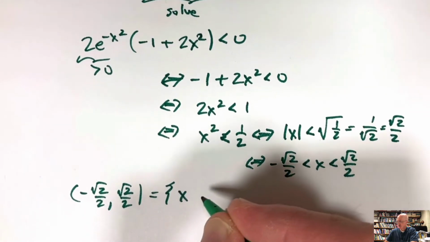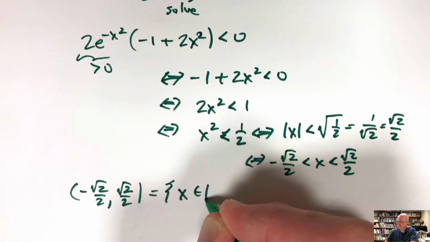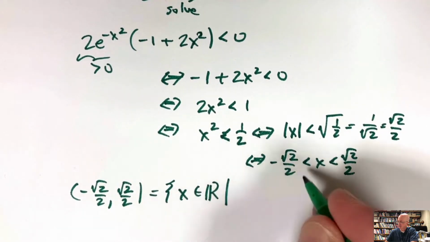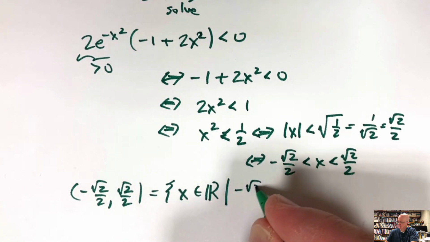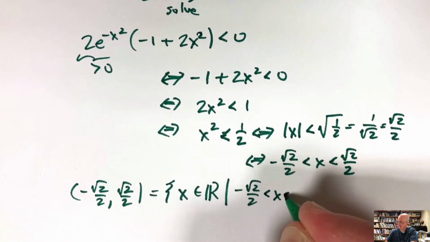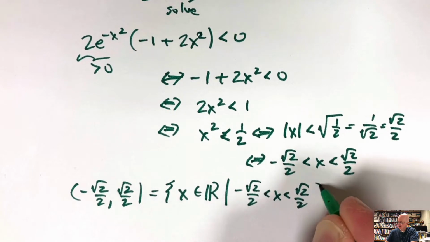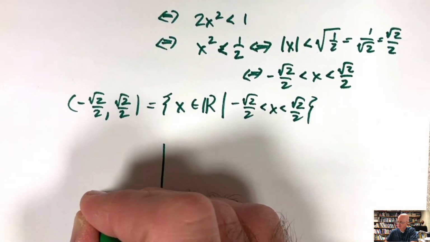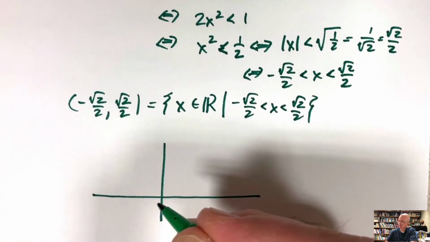In set builder notation, you could say this is the set of all real numbers x, the set of all elements of the real numbers, such that x is between these two numbers, negative square root of 2 over 2 and positive square root of 2 over 2. Let's go ahead and graph this function. Square root of 2 over 2, I believe, is about 0.707, something like that.